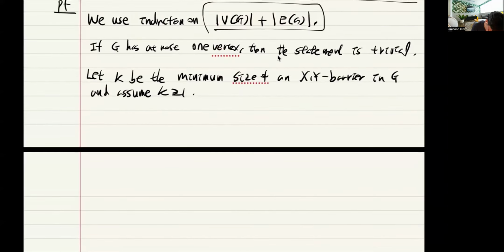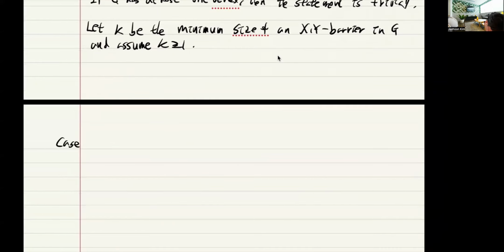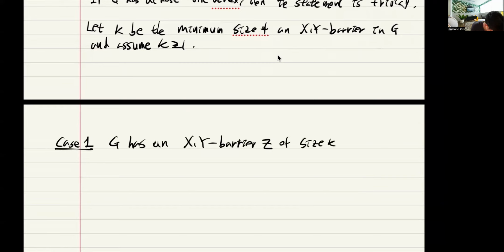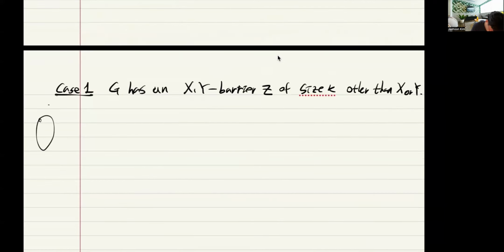So we consider two cases. Case 1: G has an xy barrier C of size k other than x or y. You have x and y.